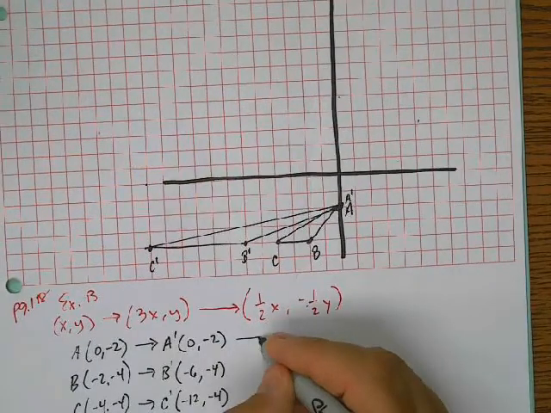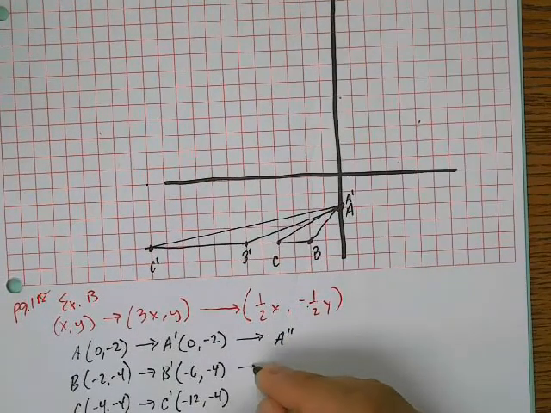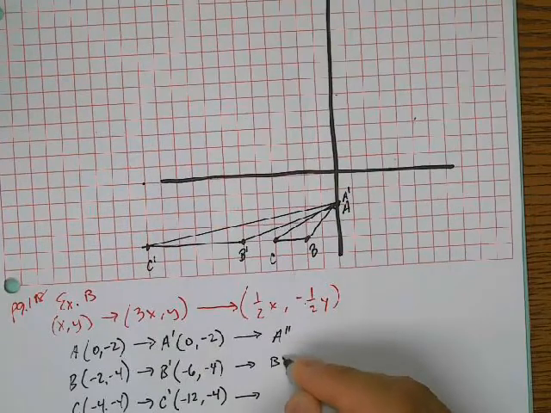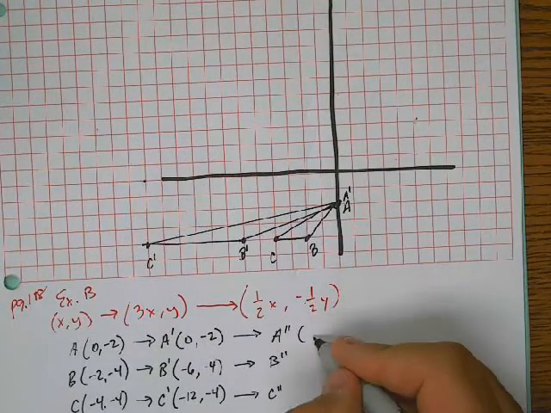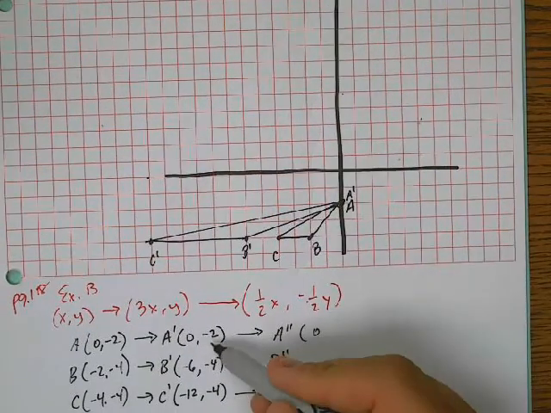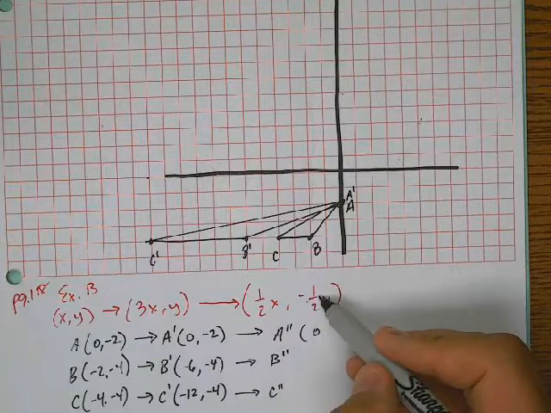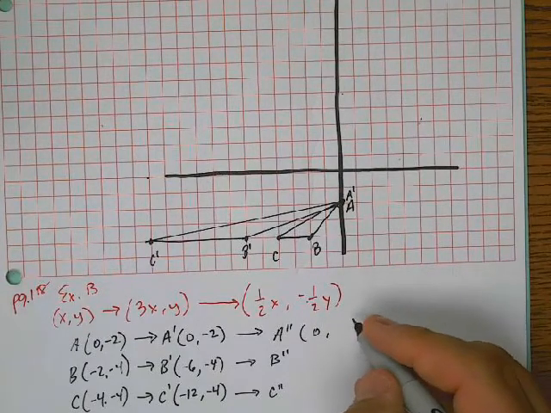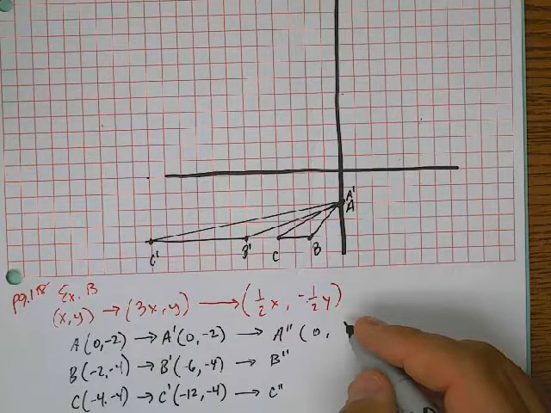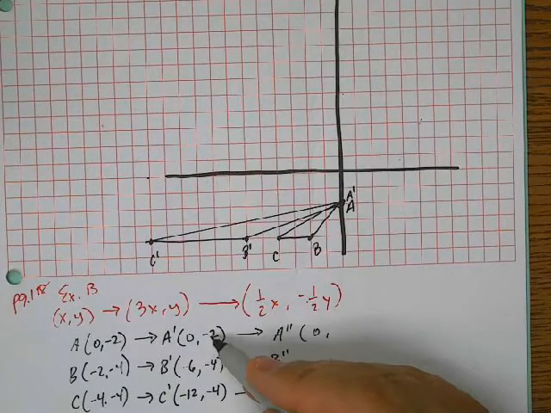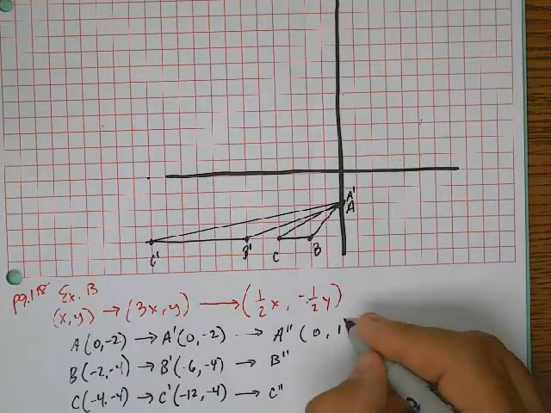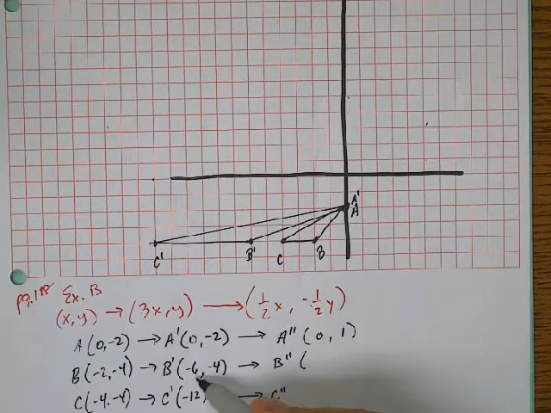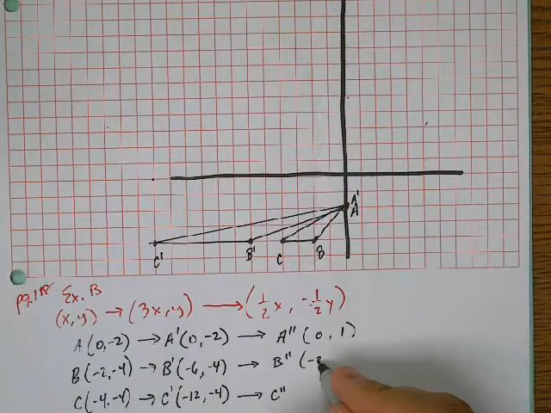Now stay with me on the math here. I'm going to do the math in my head. If you can't do it in your head, then use a calculator. Here we go. 0 times 1/2. Anything times 0, still 0. Negative 2 times negative 1/2. What do you think? A negative times a negative makes it positive. What's 2 times 1/2? 1. Here we go. B. 1/2 times negative 6. That's negative 3.